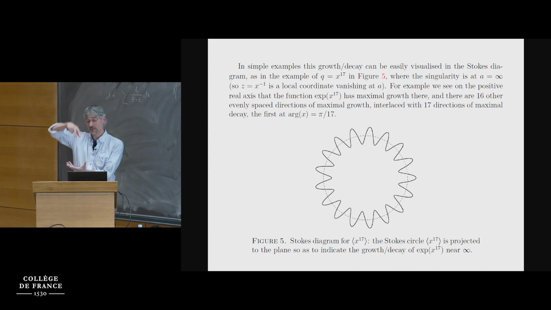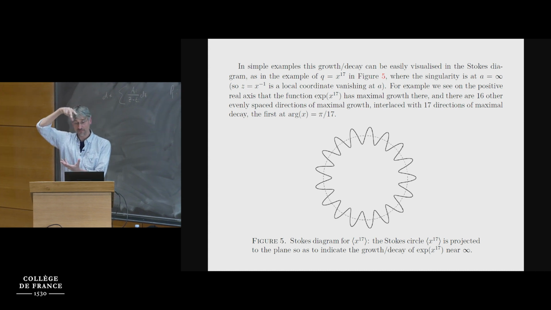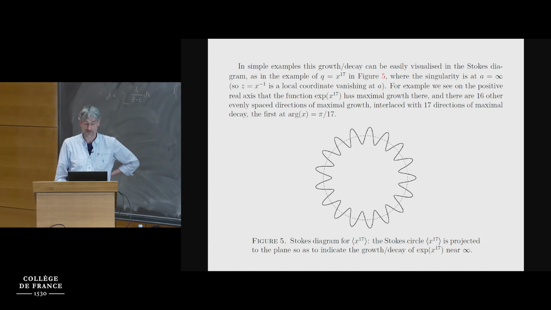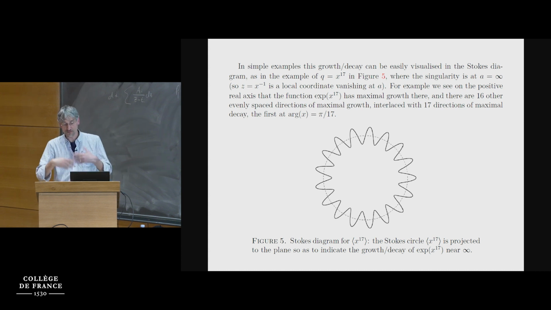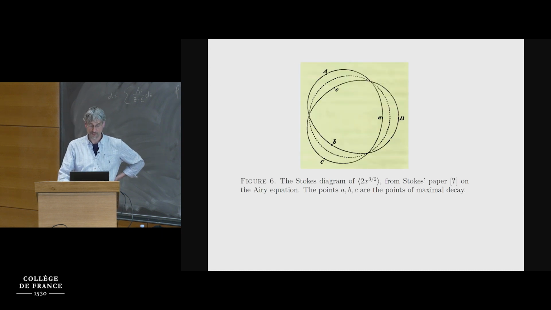So there's an intrinsic picture of having this circle as a cover, and then Stokes drew these non-canonical projections, which are useful in simple examples. But in the general case, you can't really draw these pictures. But nonetheless, most of the examples that you first meet, you will be able to draw these pictures.